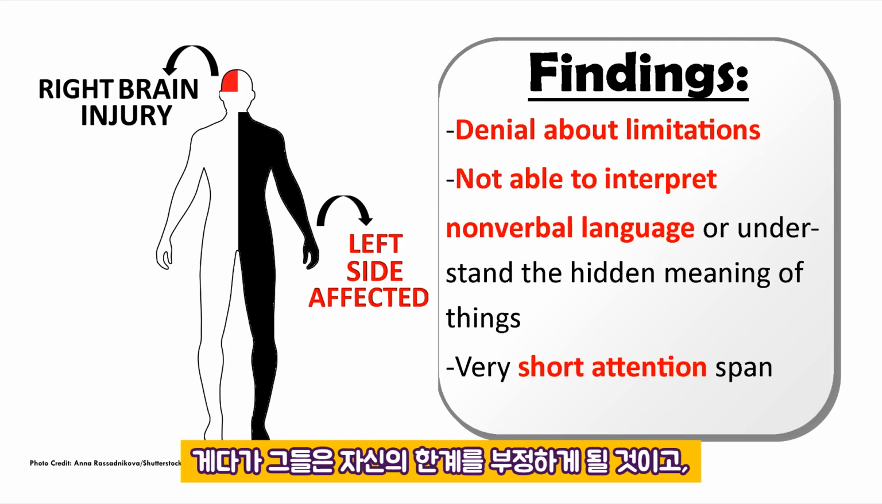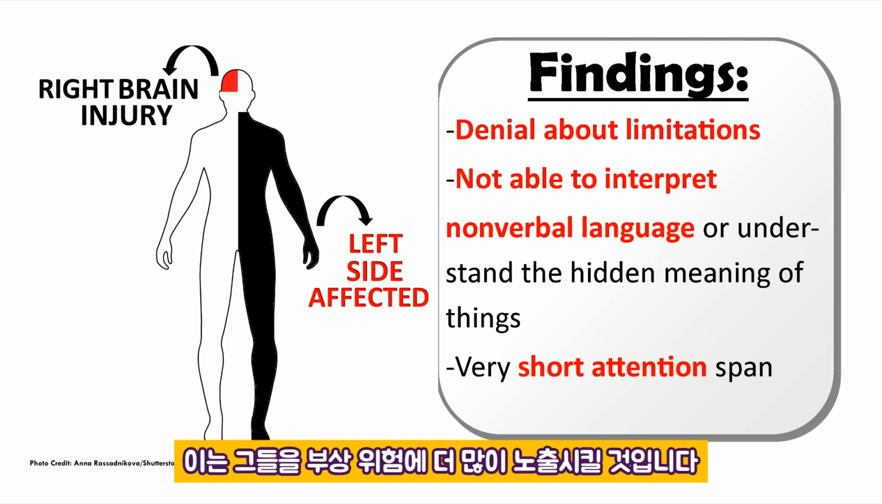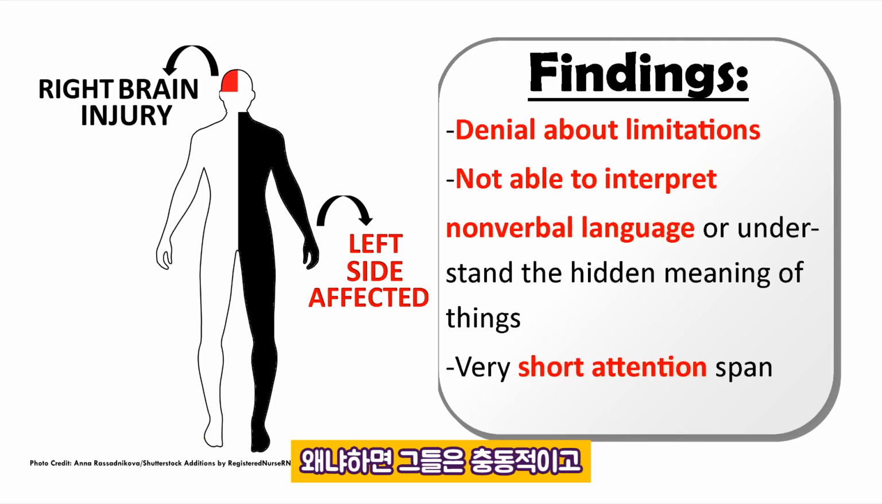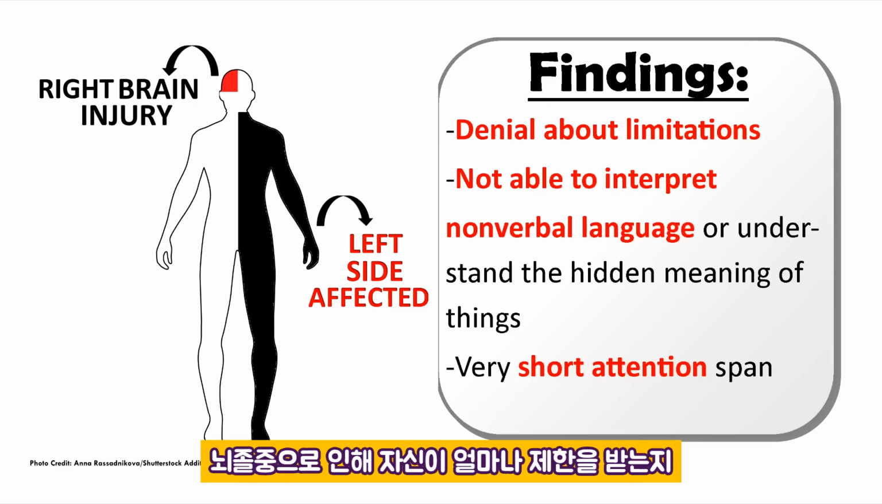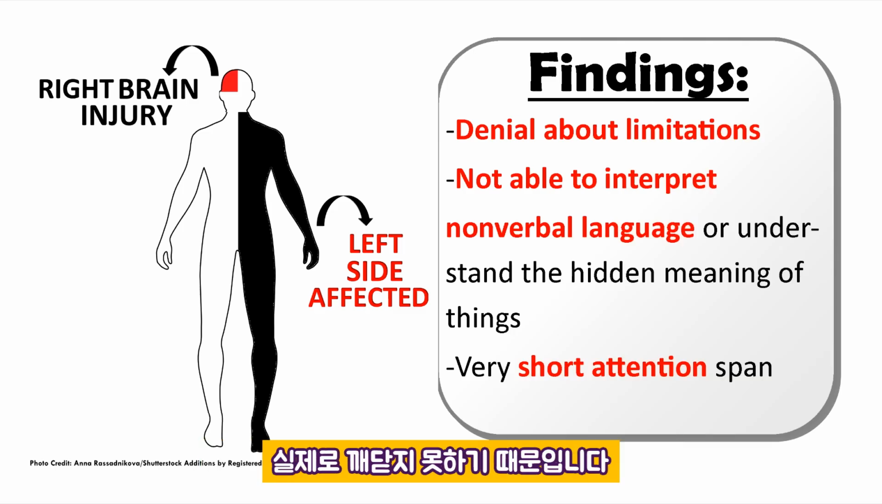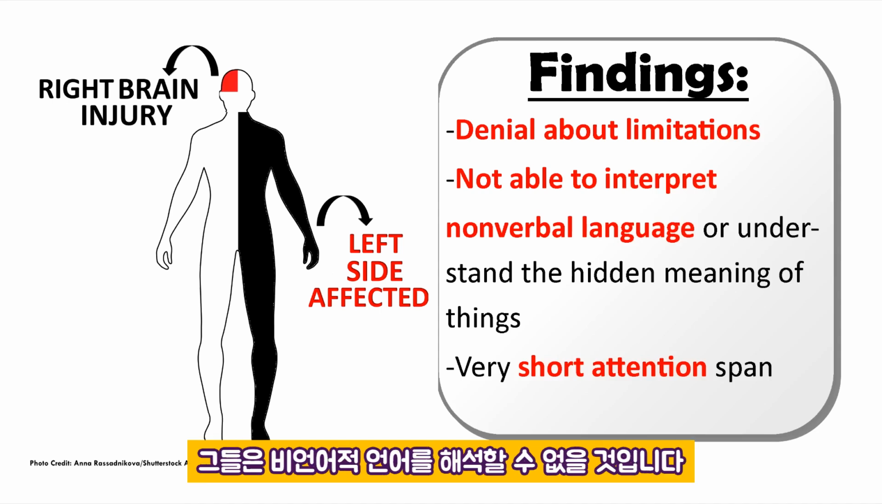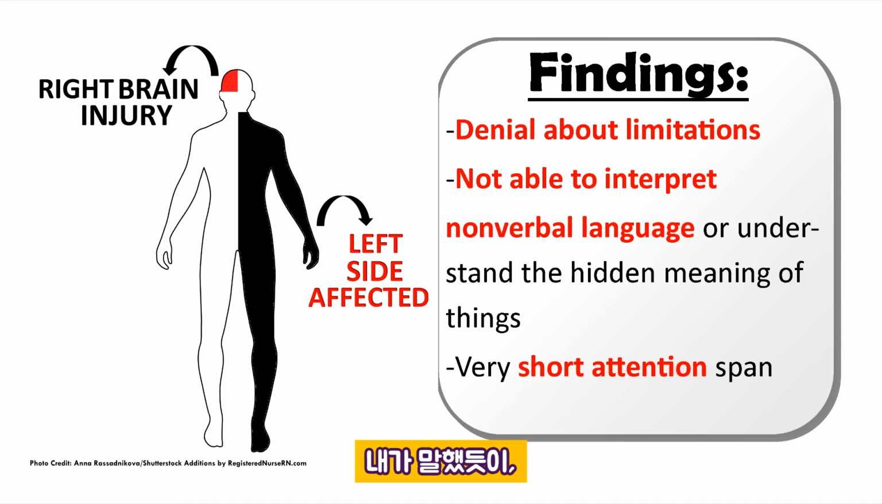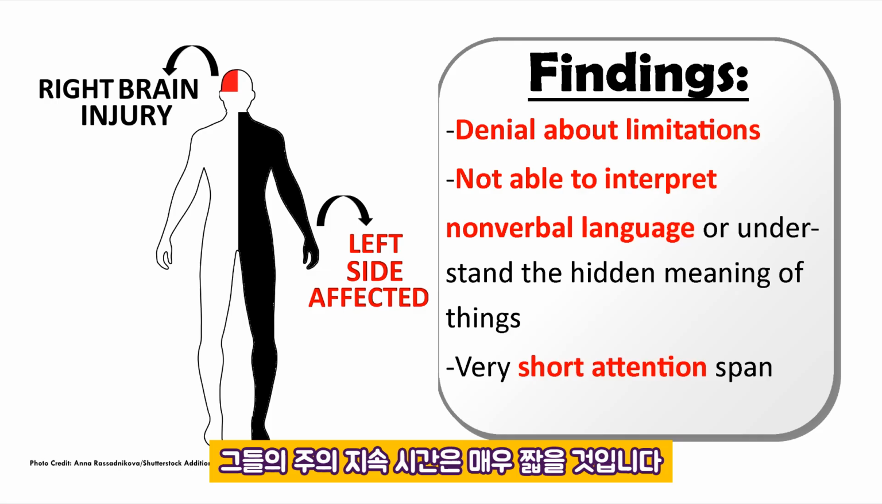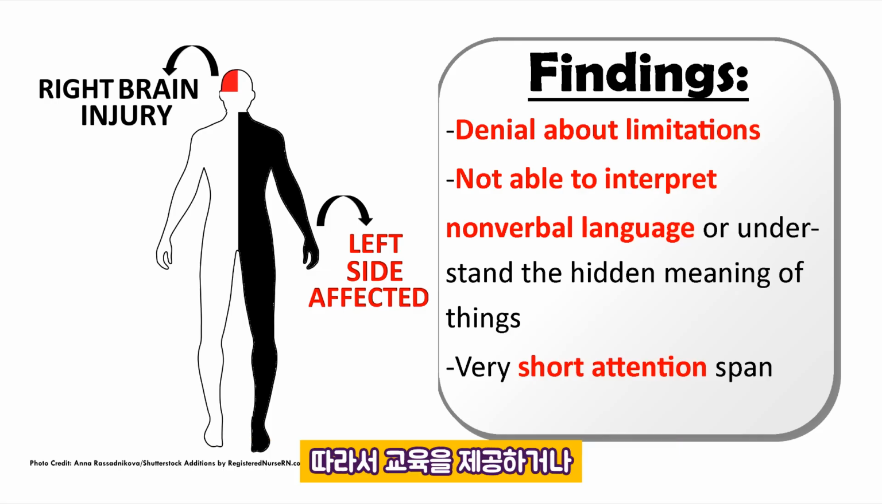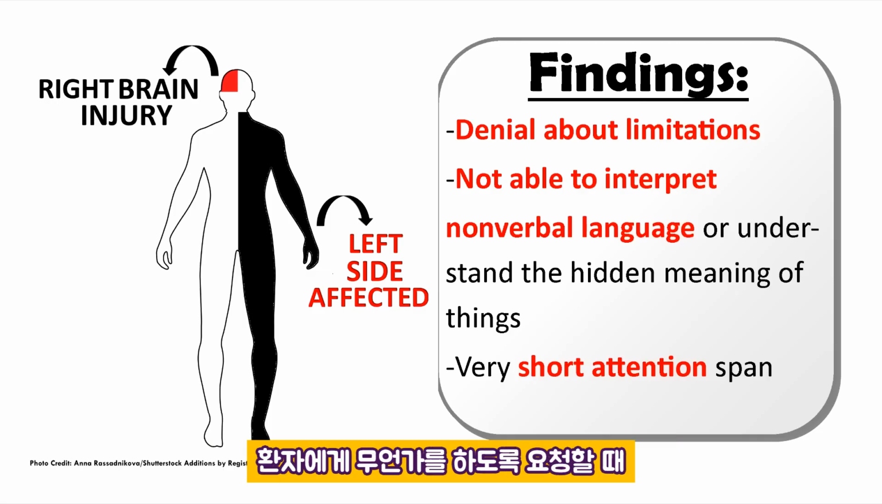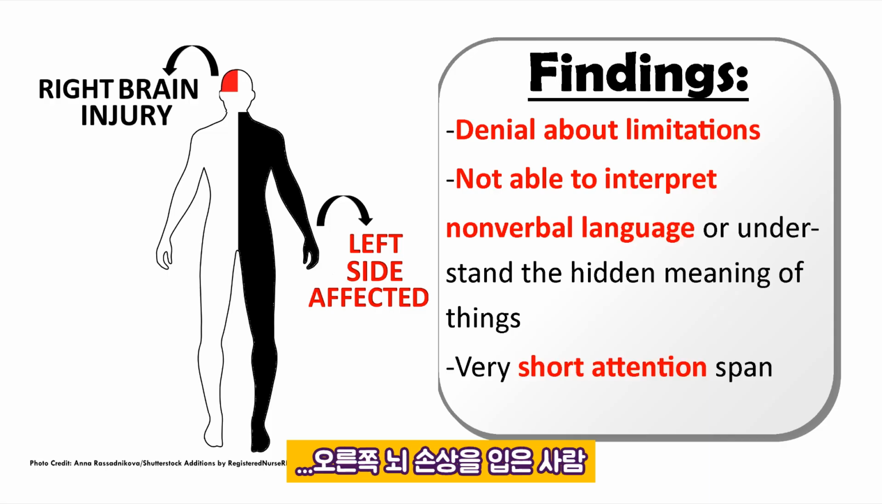Furthermore, they're going to be in denial about their limitations, which is going to put them at risk even more for injury because they're impulsive and they really don't realize how they're limited with this stroke. They're not going to be able to interpret nonverbal language very well or understand the hidden meaning of things. And like I said, they're going to have a very short attention span. So you need to keep that in mind when you're providing education or asking the patient to do something who has a right brain injury.